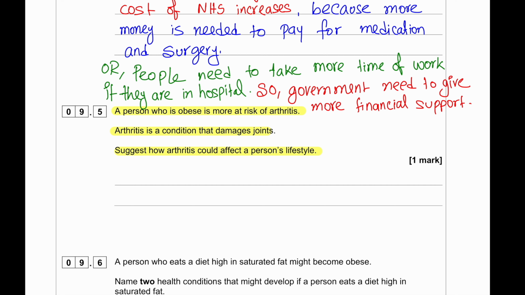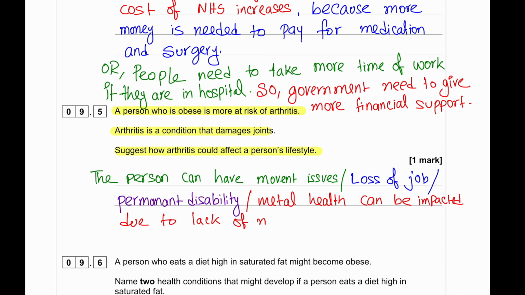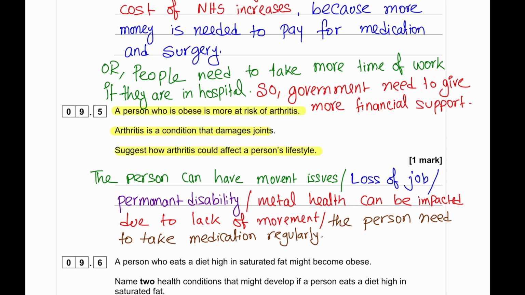They are loss of job or income. The person may have permanent disability. The person may have a mental health impact due to the lack of movement. The person needs to visit the doctor and take medication more often, or the person may need to undergo surgery to improve the joint that is impacted by arthritis. So all of these are possible answers. Just choose any one that suits you best and write it in your exam.